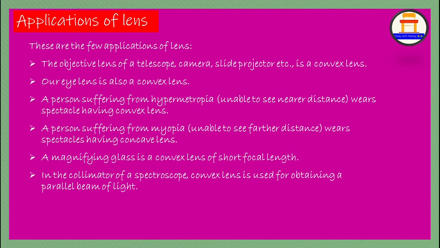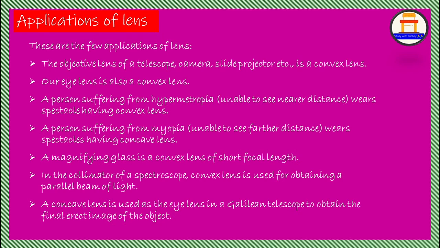So this is one of the instruments in science where we use a convex lens. Then next, a concave lens is used as an eye lens in a Galileo telescope, to obtain a final erect image of an object. Which lens? Concave lens. Right. So make a note of this. There is a thing which I missed out, so I will say it orally. Please do make a note of it.